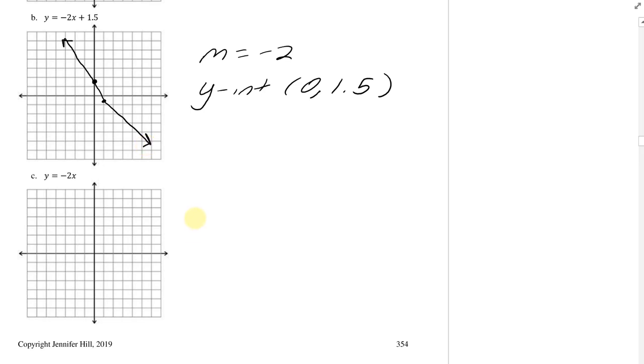Okay, so here for C, now my slope is going to be -2. And once again, I don't have a y-intercept here, so this will just start at 0, 0. So here I am starting at 0, 0, and then I need to go down 1, 2 to the right 1, and there's my line.